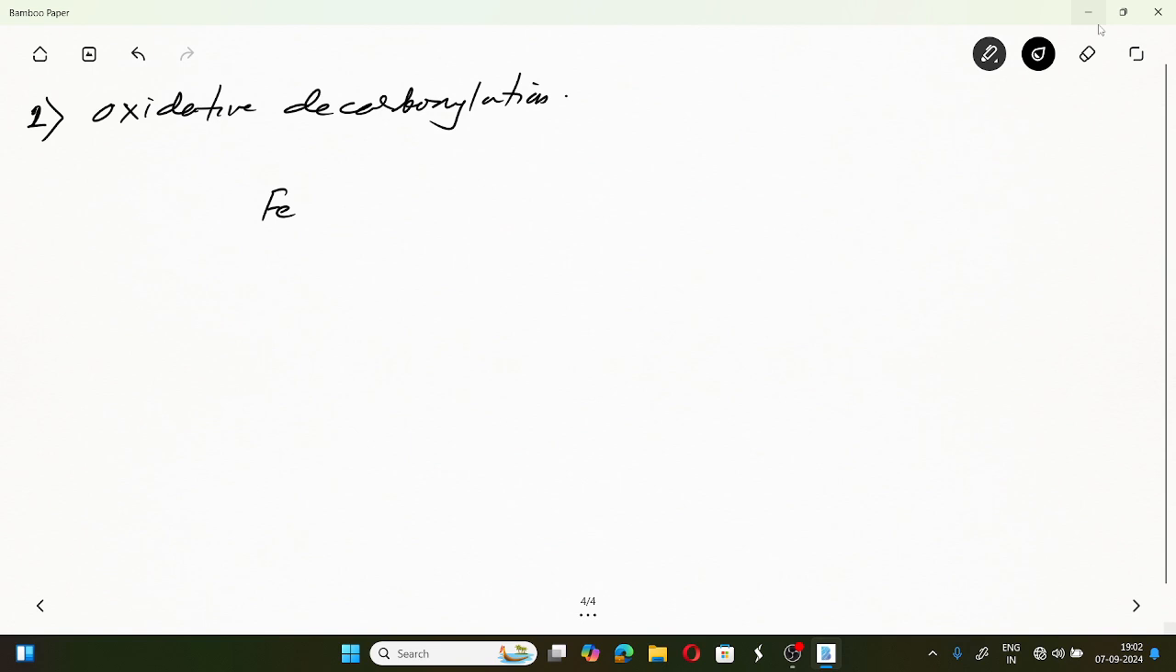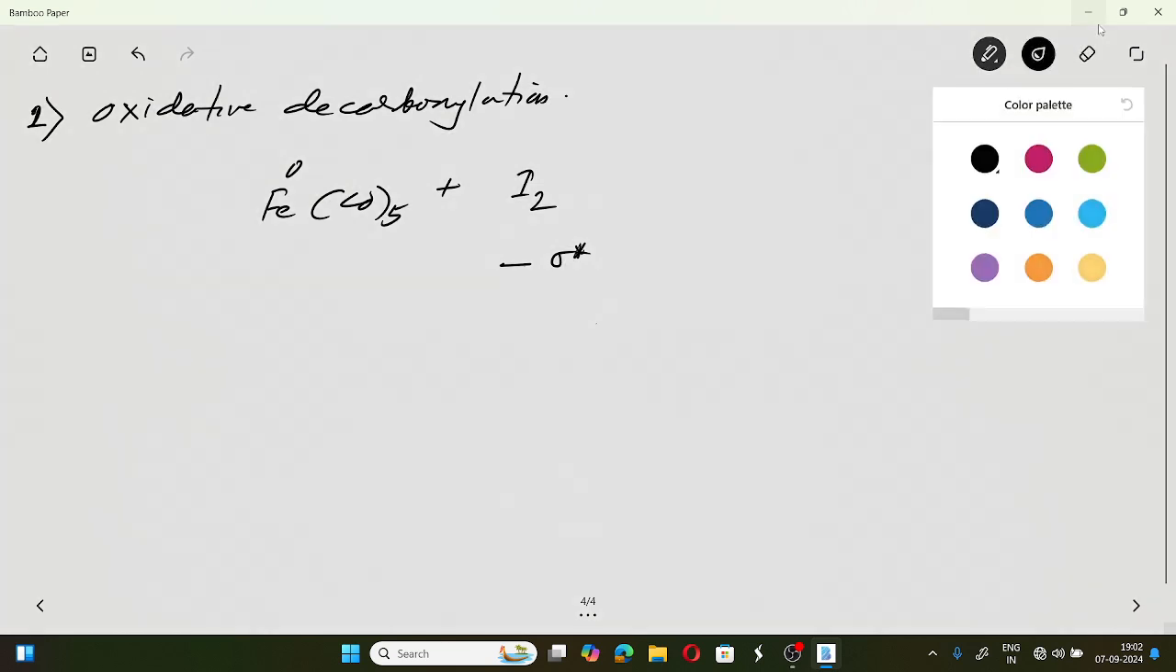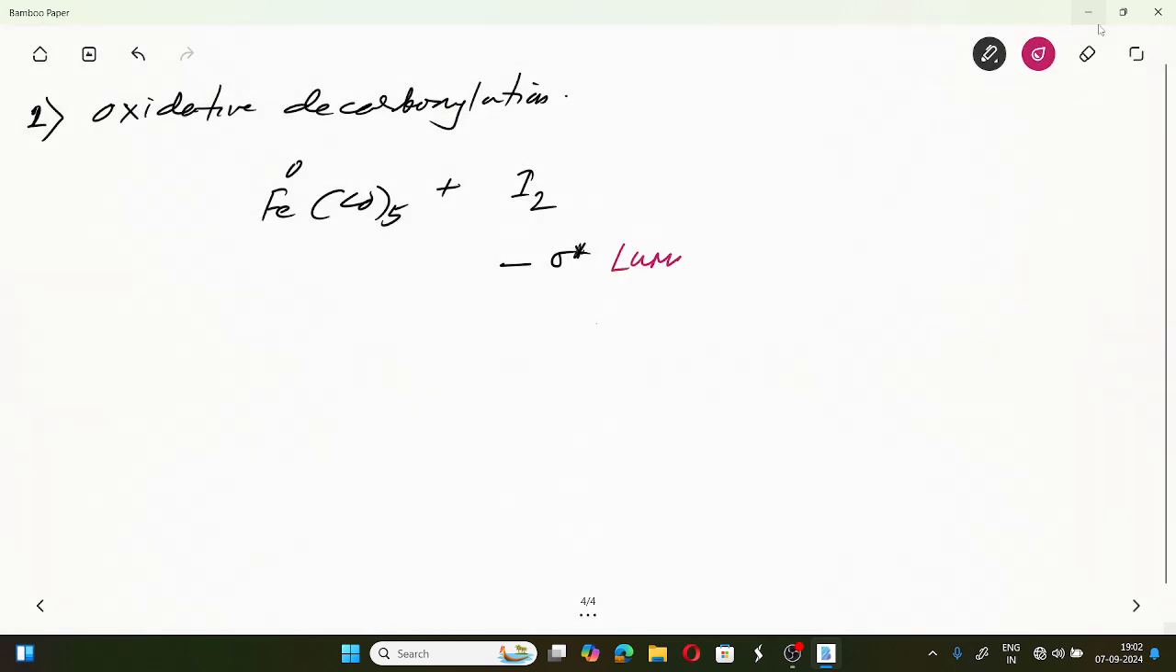Fe(CO)5, when this is treated with iodine, initially the iron is in the zero valence state, and for iodine, once again, there is sigma and sigma star, and sigma star is the LUMO. Let us consider only sigma star here. So what happens? This iron center donates a pair of electrons to iodine. It accepts this in the sigma star LUMO.